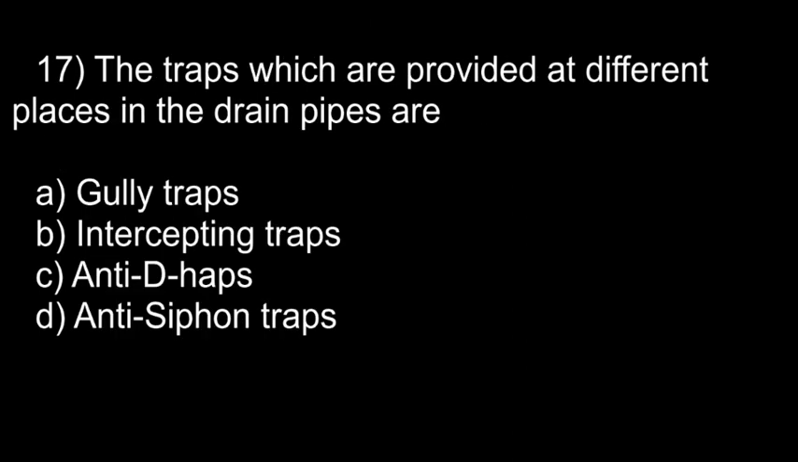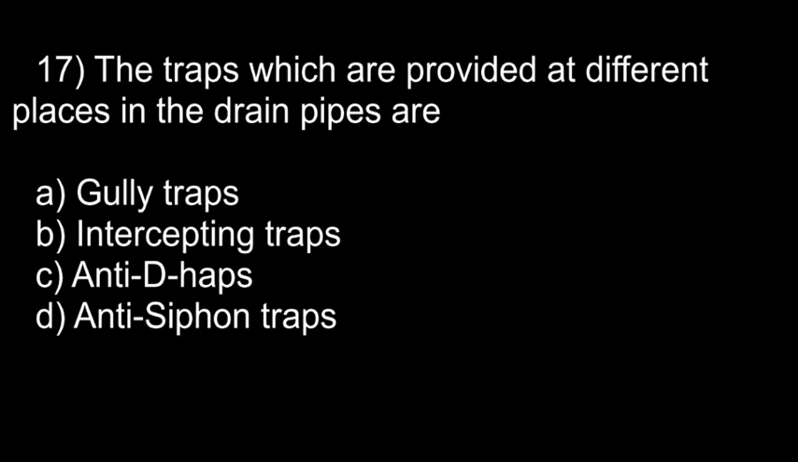17th question. The traps which are provided at different places in the drain pipes are option A gully traps, option B intercepting traps, option C anti-siphonage traps, and option D anti-siphon traps. What is a trap? A depression or bend provided in a drainage system which is always full of water to prevent the entry of foul gases into the atmosphere is known as a trap. A trap prevents the entry of foul gases, but it allows the sewage to flow through it.